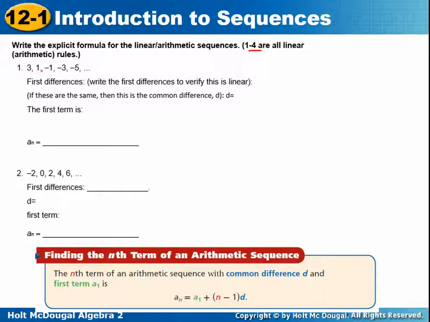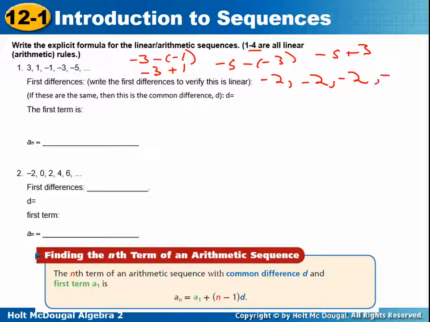So we find our first differences. So we take 1 minus 3, that's negative 2. Negative 1 minus 1, that's also negative 2. Negative 3 minus negative 1, that's the same as negative 3 plus 1, so that's also negative 2. And negative 5 minus a negative 3 is the same as negative 5 plus 3, so that's also negative 2. So we do have common or constant first differences.